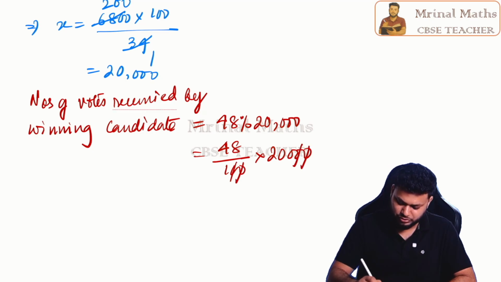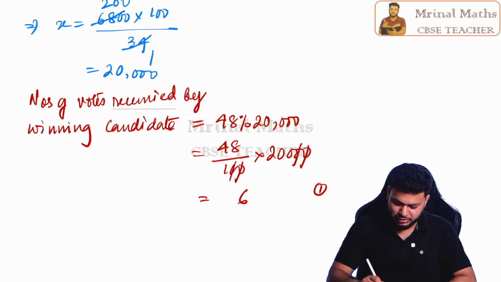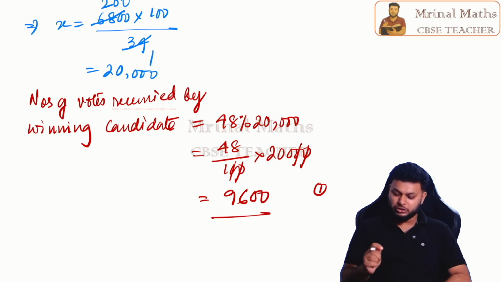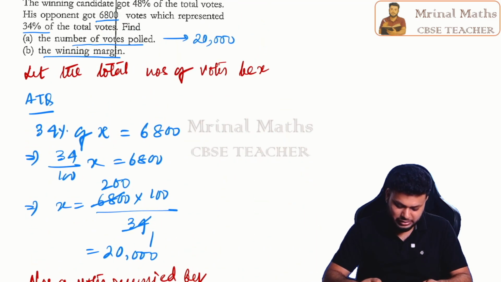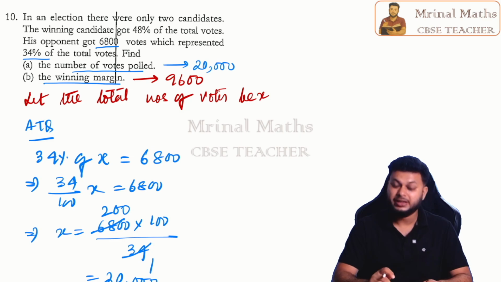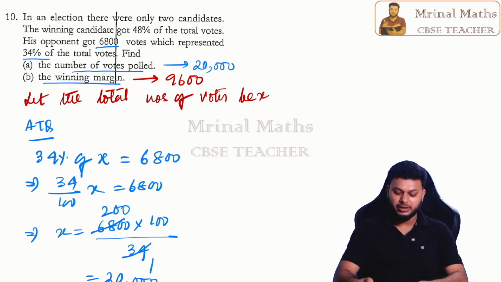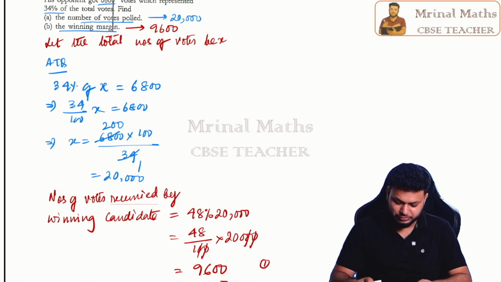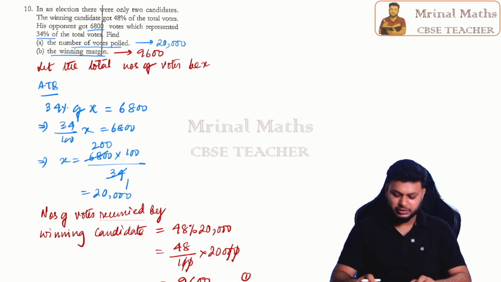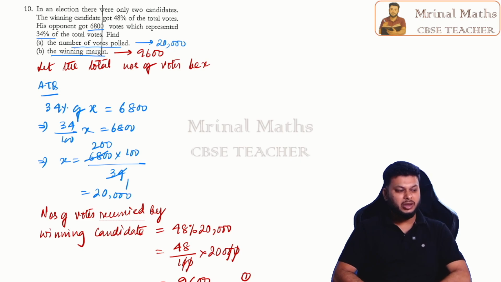Cancelling the zeros and multiplying: 2 8s are 16, carry of 1, 2 4s are 8 plus 1, 9, 0 and 0. So how many votes did the winning candidate get? 9,600 votes were received by the winning candidate. So showing the solution, you can just check this out. I hope you understood this given problem.